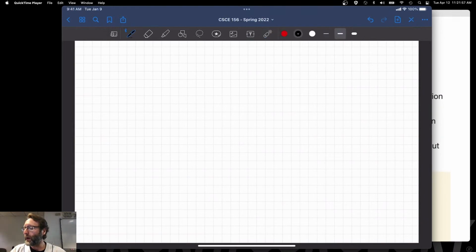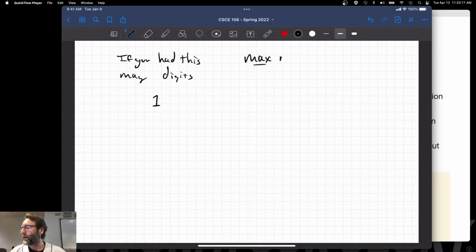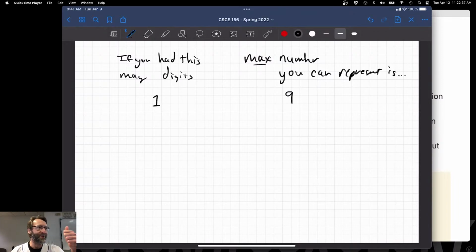What if you had this many digits, say 1 digit, then the maximum number you can represent is... If I gave you 1 digit, now 10 fingers, 10 toes, so we're in base 10, then what's the maximum number that you can express? 3? No. 9. Thank you. Right? Hopefully we do know basic math.